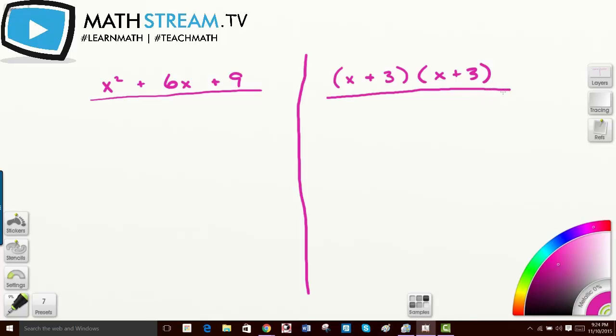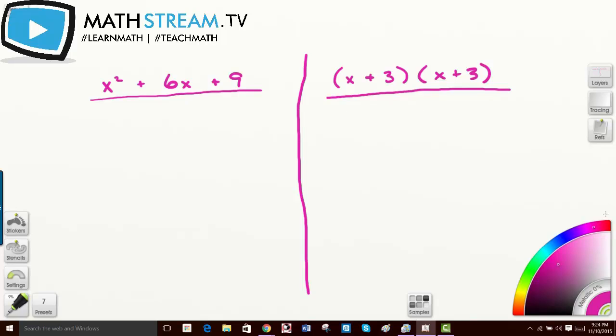Now, more obvious than similarities is the differences. The one on the left has what we call three terms that are added together. X squared is a term, 6x is a term, and 9 is a term. And we add them all together, creates a quadratic. On the right-hand side, we have two quantities in parentheses that are being multiplied. Even in the left, we see an x squared and an x term. On the right, we see two x terms. So very different expressions.